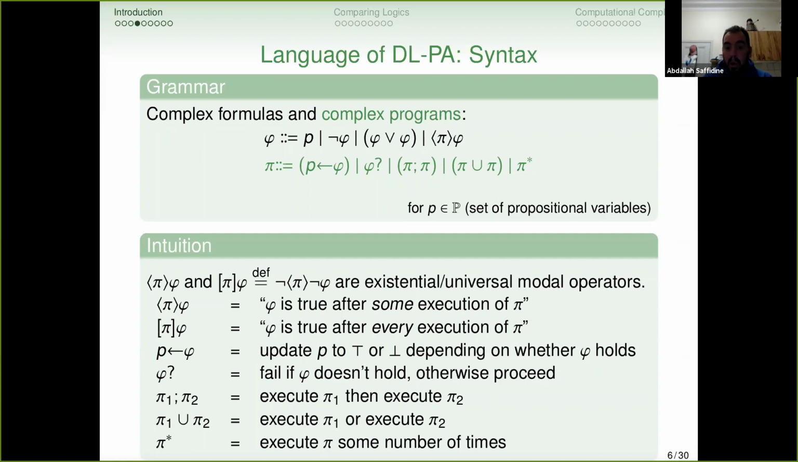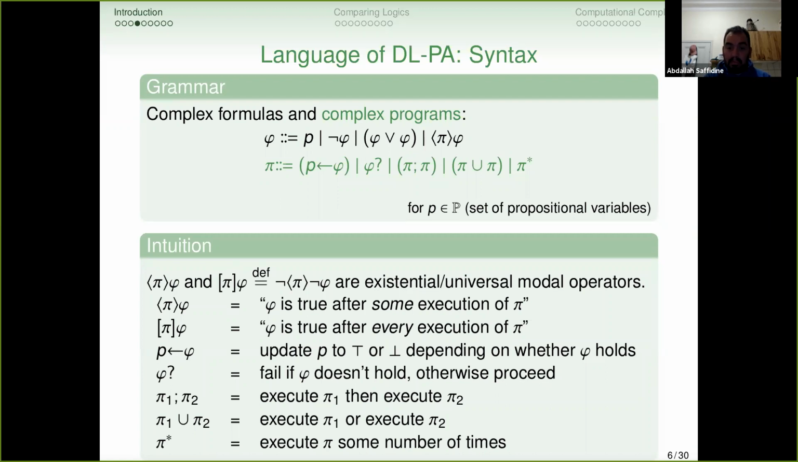And so formulas can invoke programs in the diamond, and programs can invoke formulas in assignments and in tests. So there's that sort of back and forth between these two types of things. So what does it all mean? Well, I wrote a bit of intuition at the bottom of this slide that maybe can help us get started. So the first thing is that we will define a dual operator to the diamond pi phi called the box pi phi. Box pi phi is the dual as you would usually find a dual: negation of the negation.